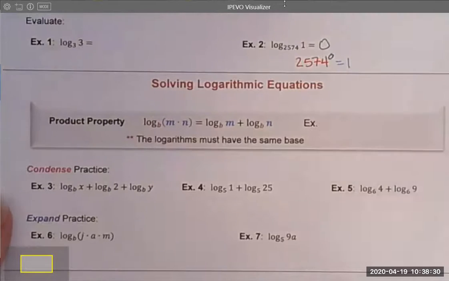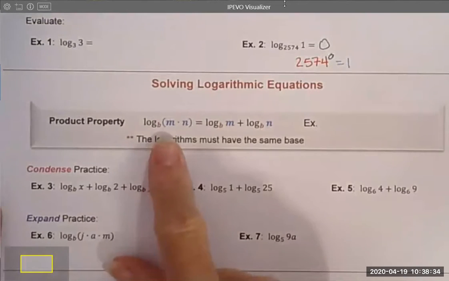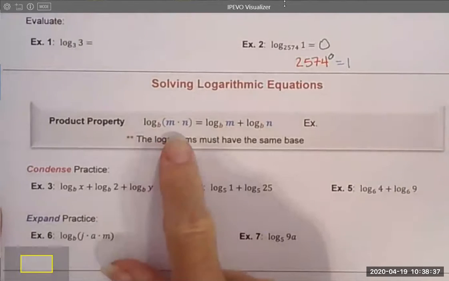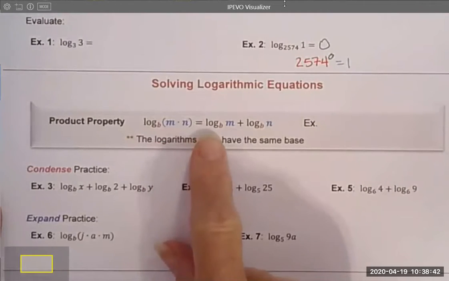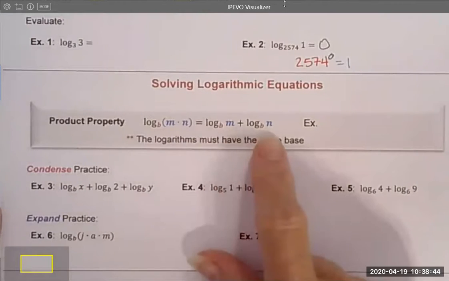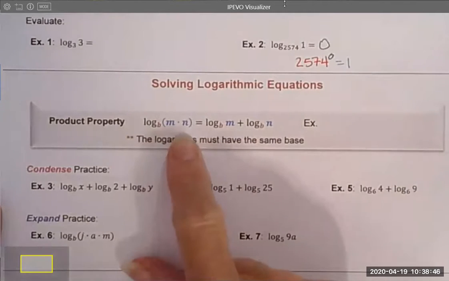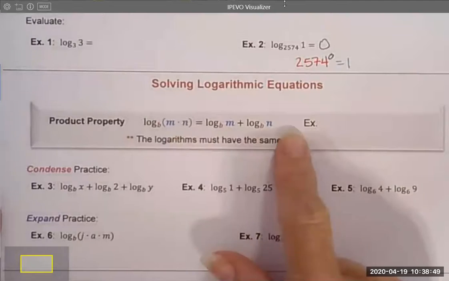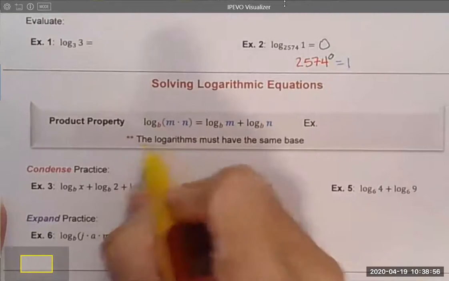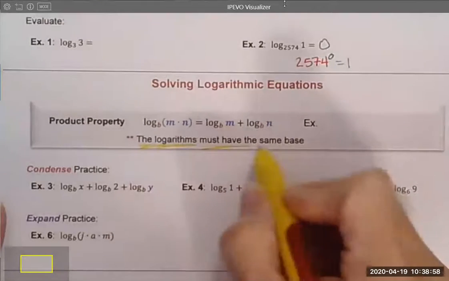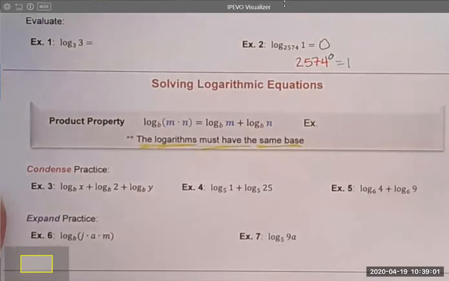The next property we're going to talk about is the product property. This property tells me that if I have log base b of 2 terms being multiplied, that is equivalent to log base b of the first one plus log base b of the second one. And you can have any number of terms in here, and they will all be strung together in an addition statement. This only works, though, if your logarithms all have the same base. So that's pretty important to remember. Let's look at an example.